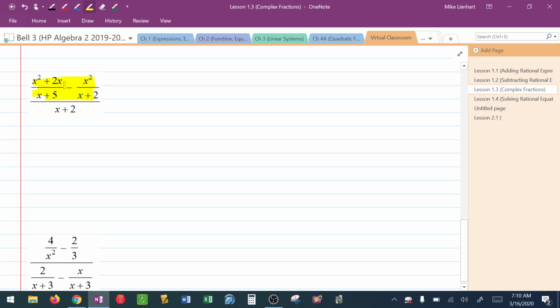From the numerator, I know that my LCD here is x plus 5 times x plus 2. I play the game. I have x squared plus 2x is given. In the first fraction, I'm missing x plus 2. Minus x squared, that's my given. In the second fraction, I'm missing the LCD of x plus 5.